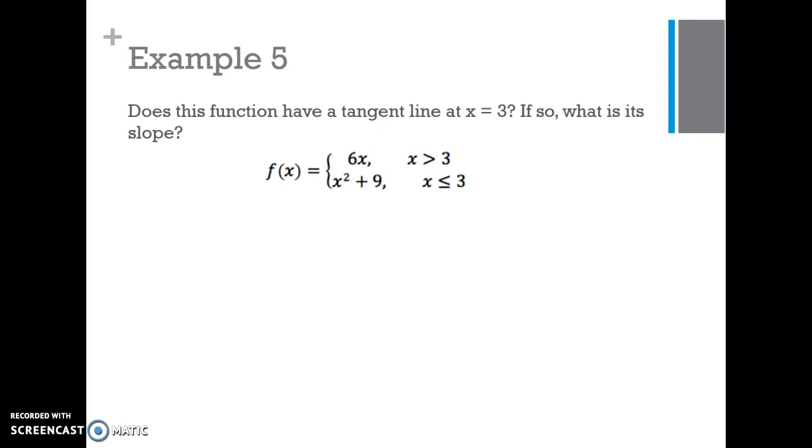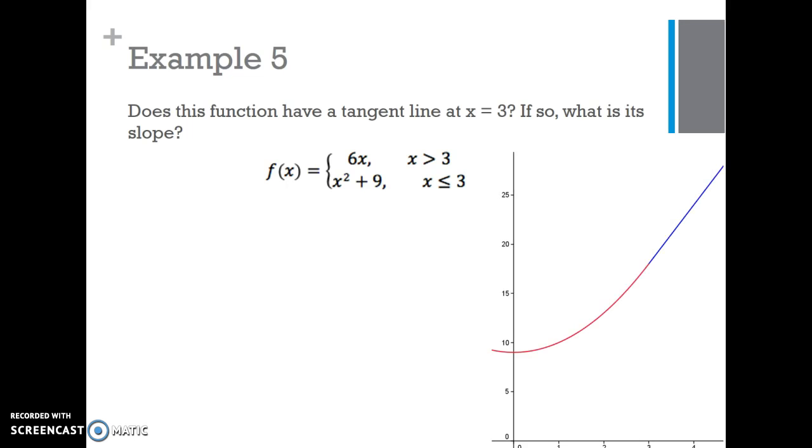I'm going to leave it as an exercise to you that this last example does fix the problem. This tangent line does exist at x equals 3, and the visual for that is that the line 6x meets up with the parabola x squared plus 9 in such a nice way that now the two slopes match, the function is continuous, and so I could write an equation for a tangent line at x equals 3, and the slope would be 6, and the point would be (3, 18), and it would all be possible to write that tangent line equation.